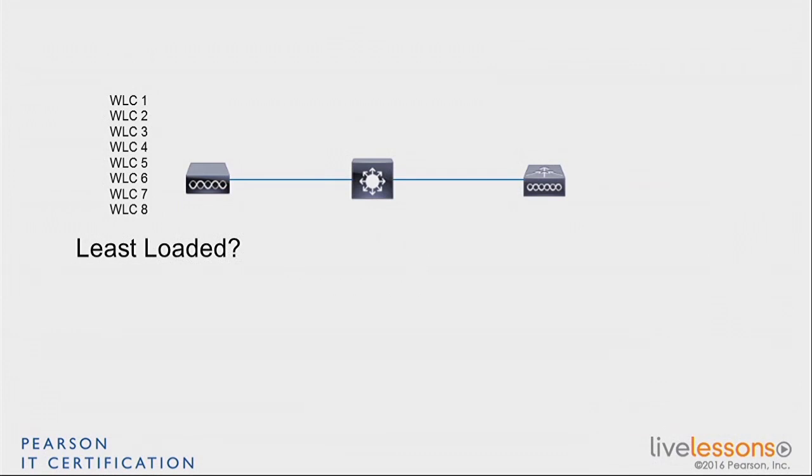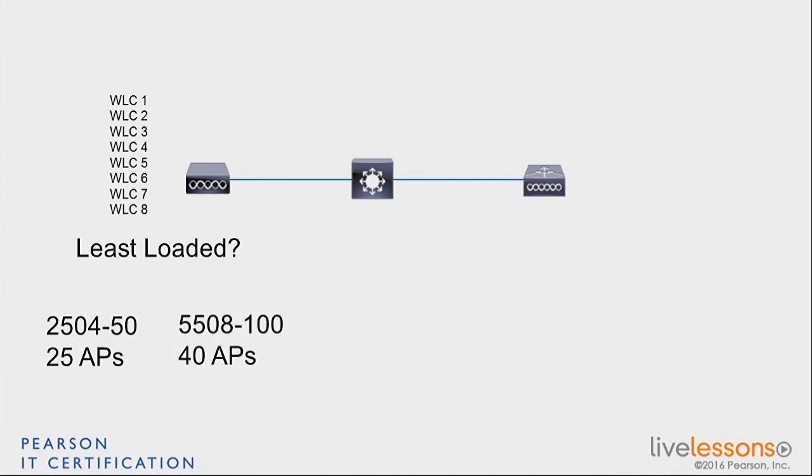Least loaded is something specific. What does that mean, least loaded? That means that is the one that has the lowest ratio of license to access points. In other words, if you have a 2504 that has a license for 50 access points, and it has today 25 access points, in its discovery response, this controller is going to say, I am a controller, I have 25 access points so far out of a 50 access point license. So that means that this controller has 50% load.